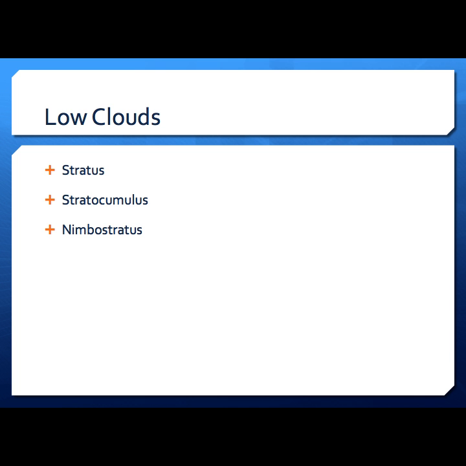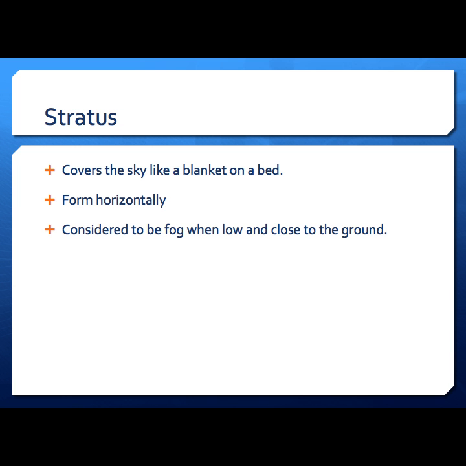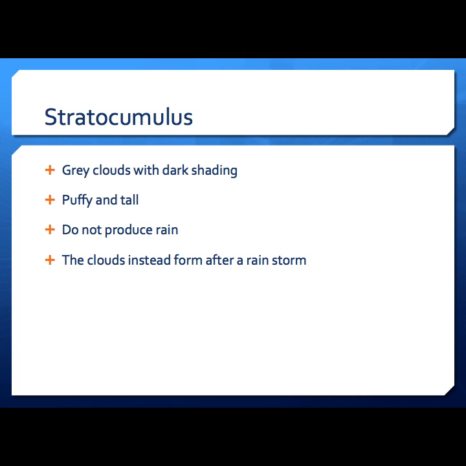Next we have low clouds, which are stratus, stratocumulus, and nimbostratus. Stratus clouds cover the sky like a blanket on a bed. They form horizontally, and they're considered to be fog when they are closer to the ground.